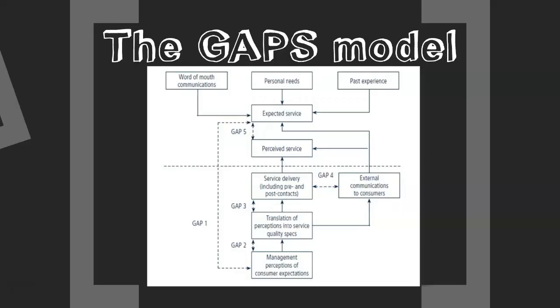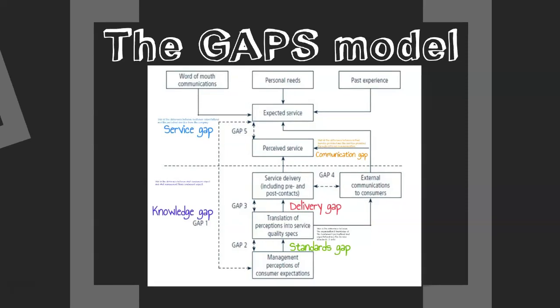In this video, we will have an overview of the gaps model. Your organization needs to consider the 5 gaps in service delivery to ensure you can identify them and overcome them for optimal service delivery. And this includes the knowledge gap, the standards gap, the delivery gap, the communication gap, and the overall service gap.